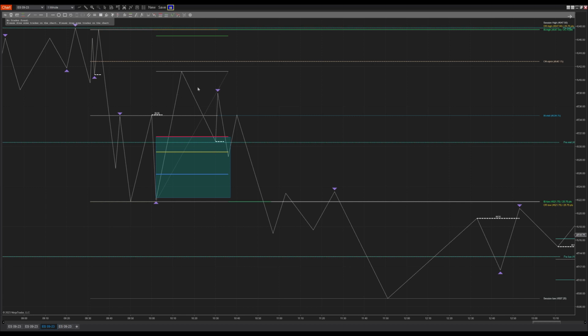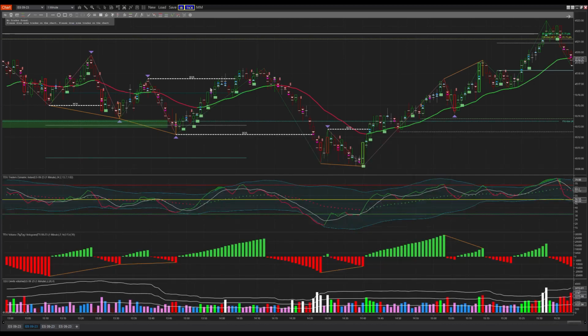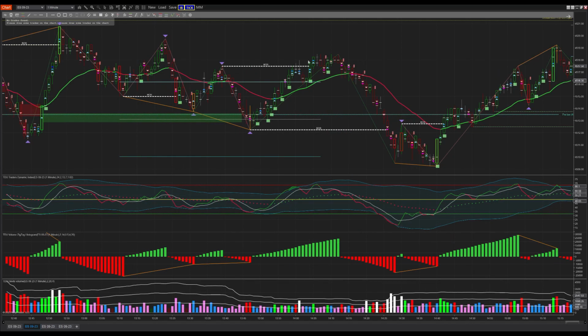Now we're going to add a little bit of technical confluence to this because we're going to start adding some of the components. Remember, this is where we're headed. And that, I think that is that break of structure.